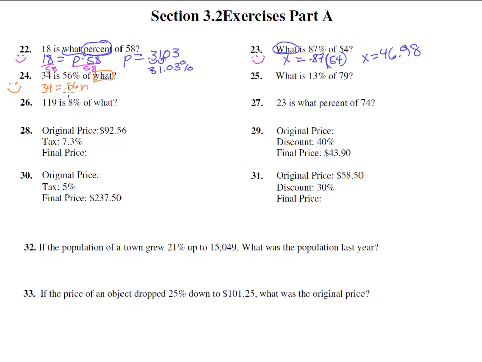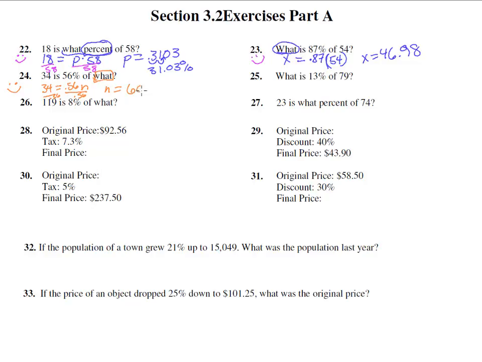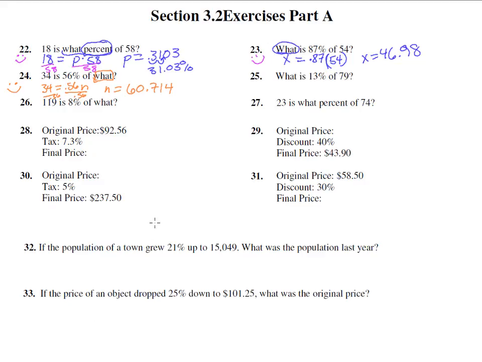We want to get n by itself, so we divide by this 0.56, divide by 0.56, and we get n equals, punch this in your calculator, 34 divided by 0.56 equals 60.714. 60.71. And we could keep going on with the decimal as long as we wanted. And we don't turn this number into a percent, it's just of what number. So let's check our answer. 60.7. They rounded to 1 decimal place, which is perfectly fine.